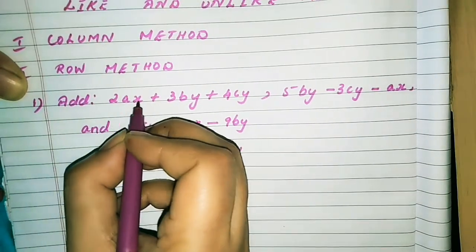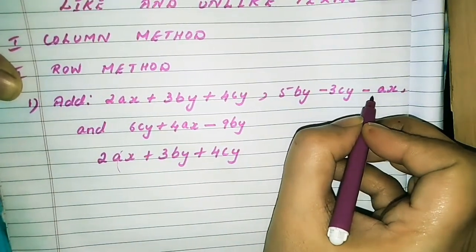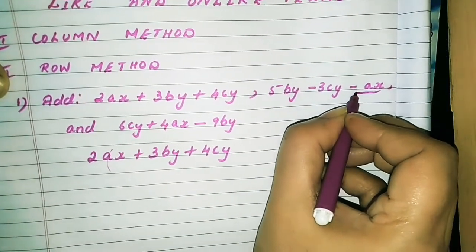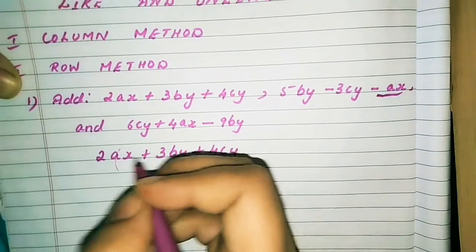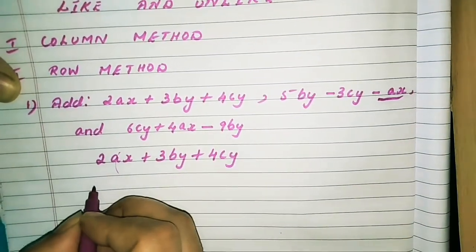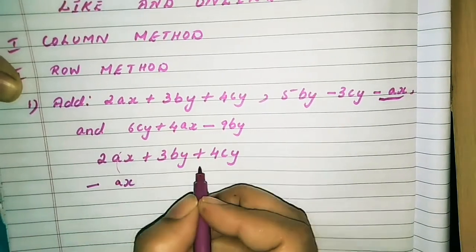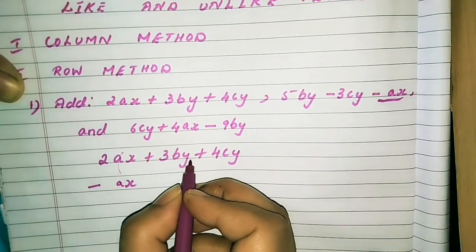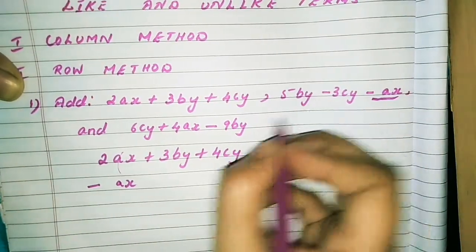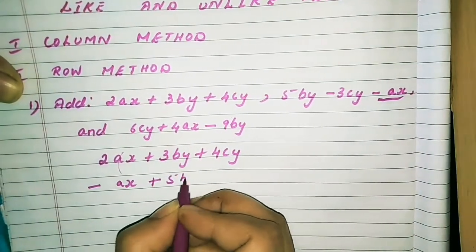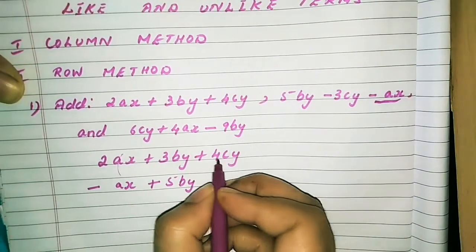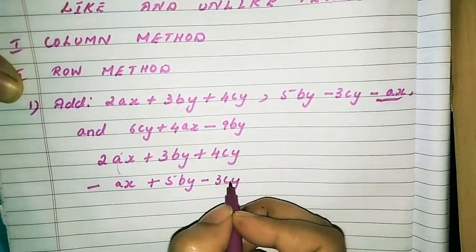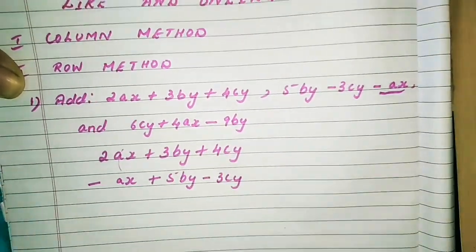Here I see it's 2ax, so I have to find the next one which has the same alphabetical coefficient, and that is minus ax. So I'm going to rearrange these expressions. I'm going to write minus ax, just copying it down along with its sign. The next one is by, so it's plus 5by, and the last one is 4cy. I'm going to take this one along with the sign, 3cy. Two are arranged.